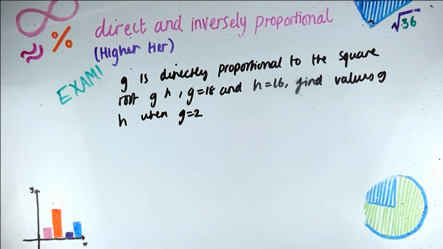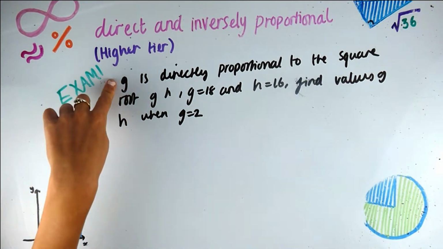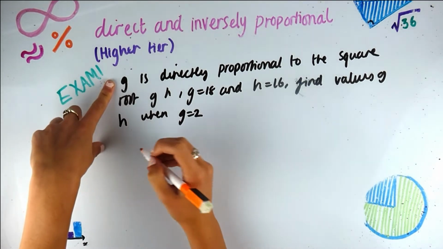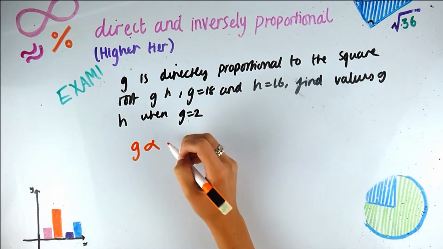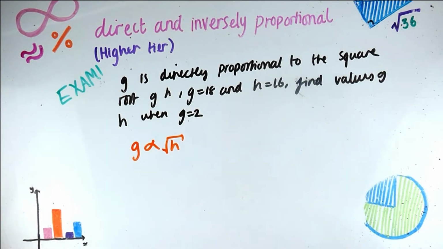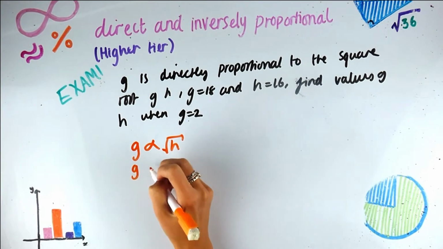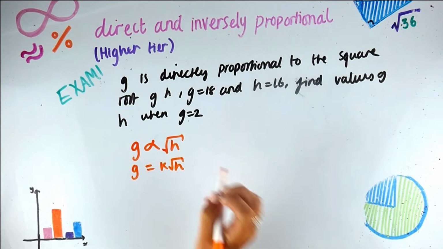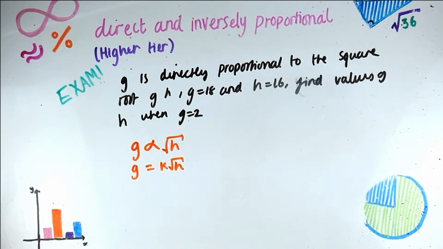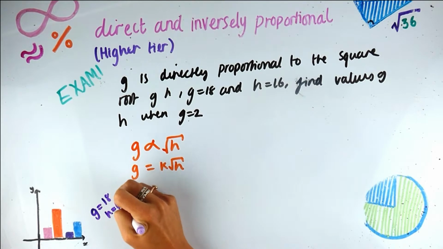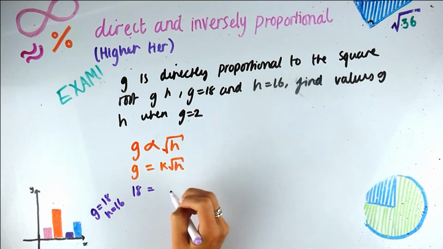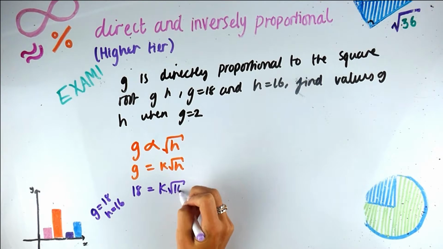Okay, so this next question. G is directly proportional to the square root of h. G equals 18, h equals 16, find the value of h when G is 2. First of all, let's focus on this line. G is directly proportional to the square root of h. So G is directly proportional, fishy, the square root of h. Cool. We know we can rewrite fishy as G equals k root h. Okay, so that's all we can do so far, and then we've been given these values here, so we're going to sub in G equals 18, h equals 16. So 18 equals k and then root 16.